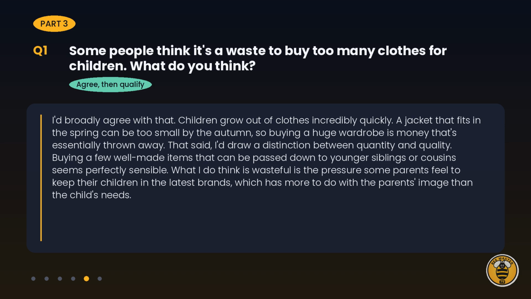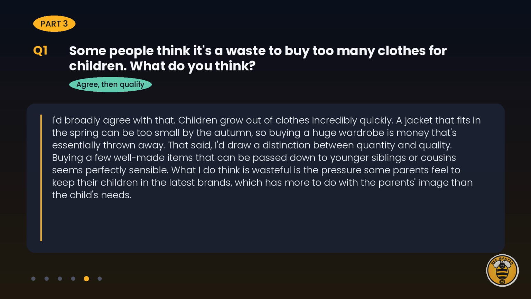Question 1. I'd broadly agree with that. Children grow out of clothes incredibly quickly. A jacket that fits in the spring can be too small by the autumn, so buying a huge wardrobe is money that's essentially thrown away.